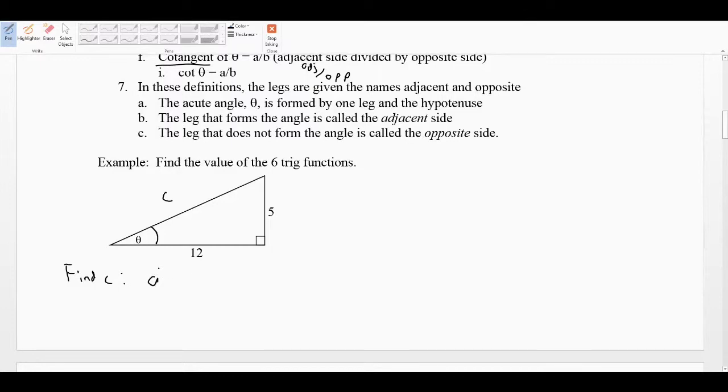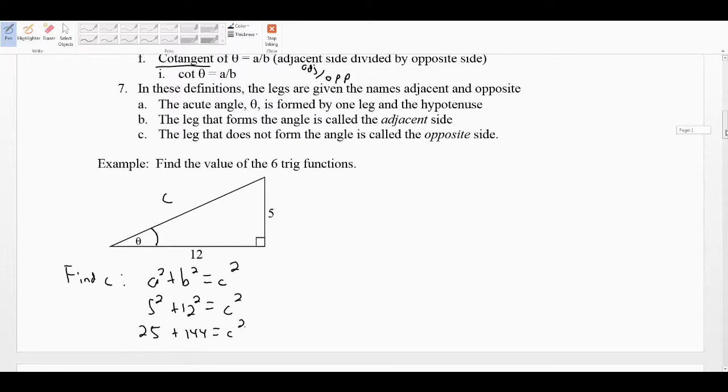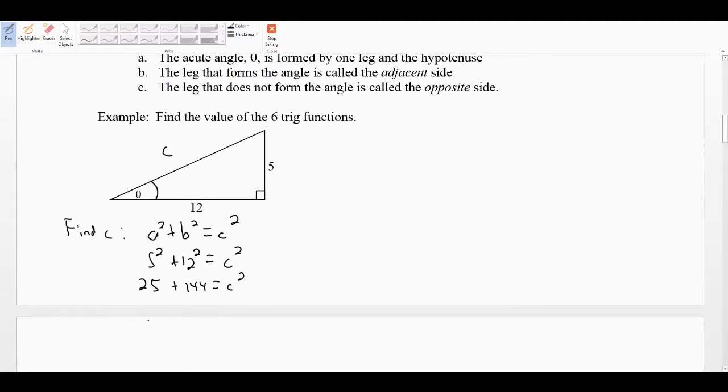We're going to use the Pythagorean theorem. A squared plus B squared equals C squared. Now remember, A and B are the legs. It doesn't matter which one you call which. So if I call A 5 and B 12, C stays C. 5 squared is 25. 12 squared is 144. 25 plus 144 is 169.